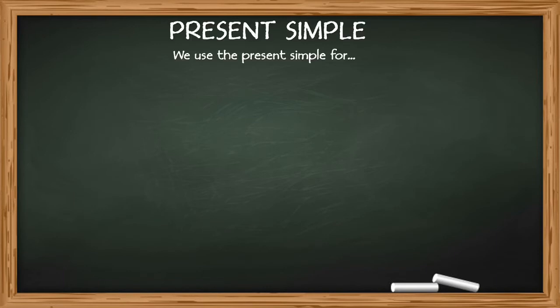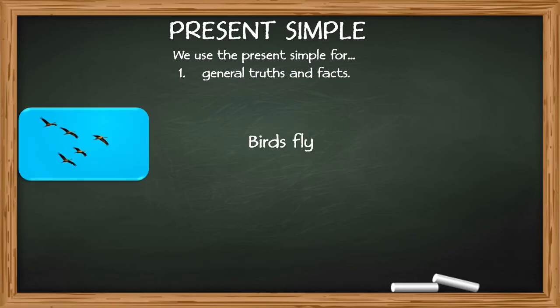Now we're going to talk about the use of the present simple. So we use the present simple for general truths or facts. What's the meaning of that? I mean, birds fly. This is a fact, okay? You don't have a different opinion about that. Birds fly, and that's what it is.